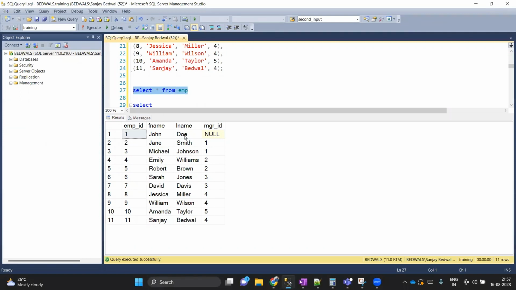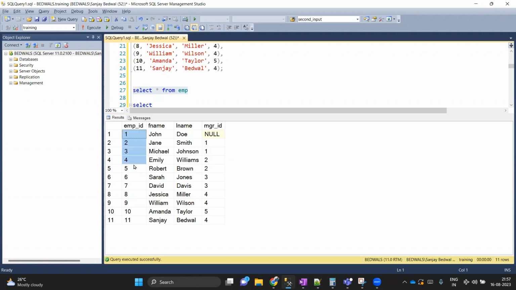Let's consider we have this employee dataset where we have employee ID, first name, last name, and manager ID. If you look at the values of manager ID, you should notice that the manager ID is coming from the employee ID itself. Or I should say that manager ID is a subset of employee ID.